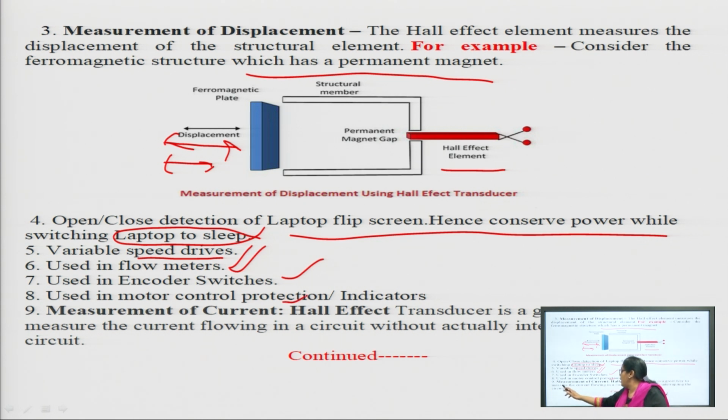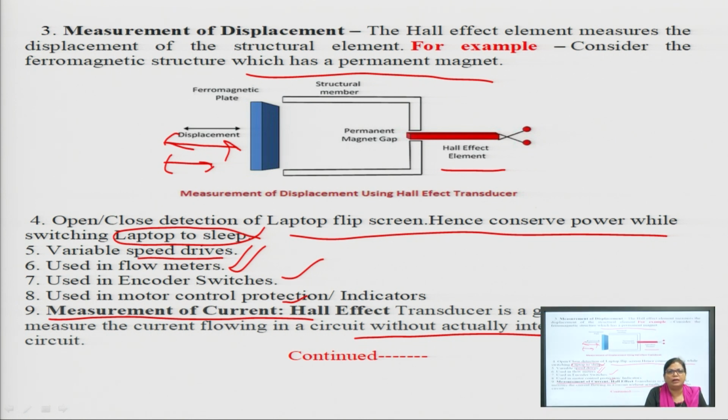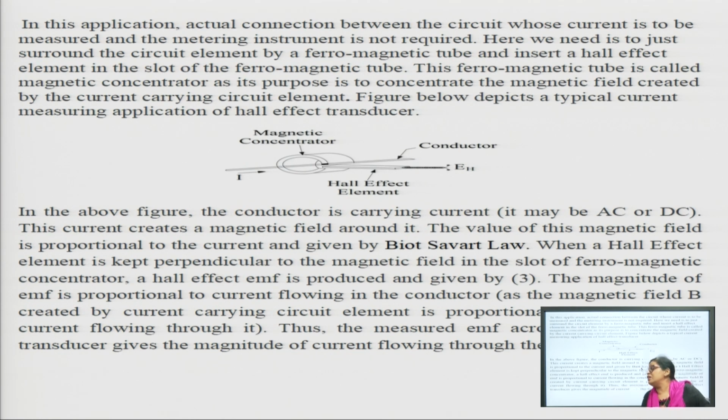Then another important parameter for the Hall effect transducer is a great way of following the circuit without actually interrupting the circuit. You can consider displacement measurement, power measurement, magnetic measurement, and a lot of different domestic uses also, but another important measurement with the help of the Hall effect is the current measurement.